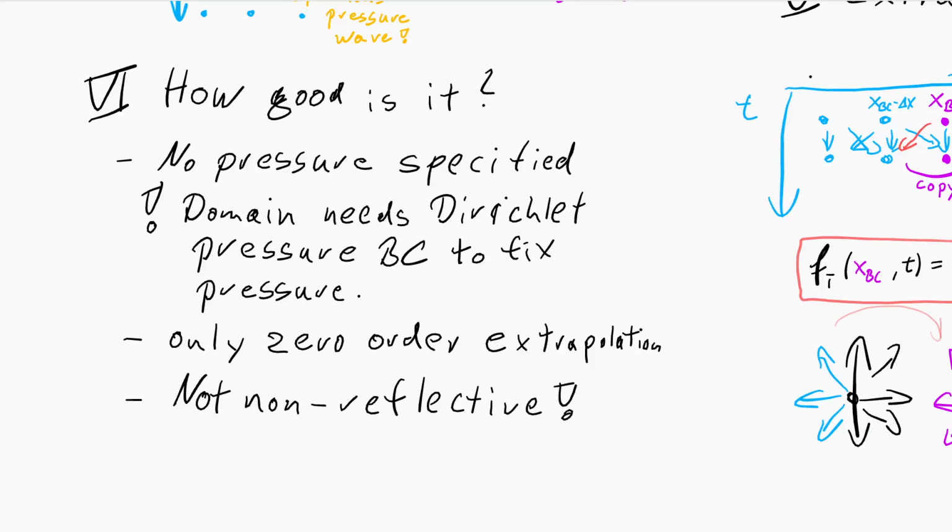The next thing is that this is only a zero order extrapolation. So what we do is, because we just copy the distributions, we do not actually have a continuation of any curvature in the flow, like when we have a vortex. So this is also not very accurate, and the thing that is probably the biggest problem is that it's not non-reflective.